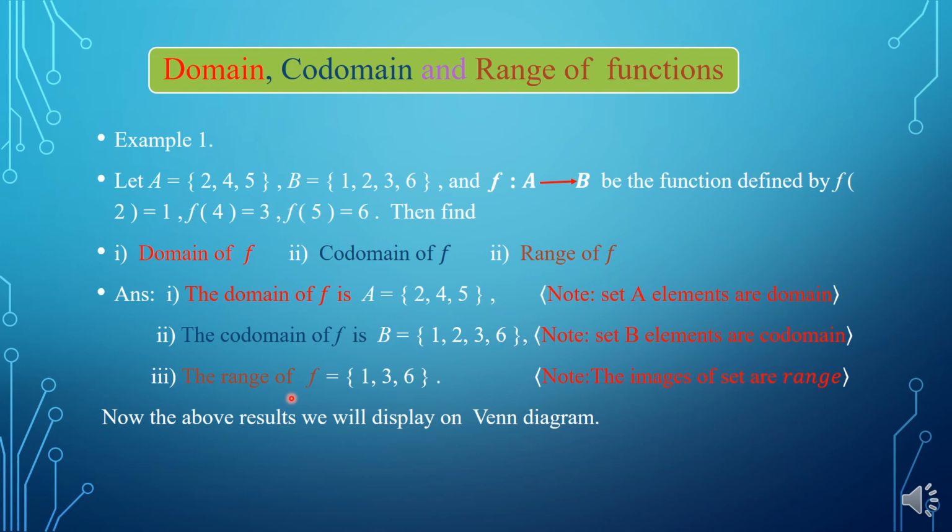So very easily we can identify the difference between the domain, codomain and range. What is the domain? The set A elements are called the domain, the set B elements are called the codomain, and the output values or the images are called the range of a function. Now we can also define the domain, codomain and range with the Venn diagram in the next slide.